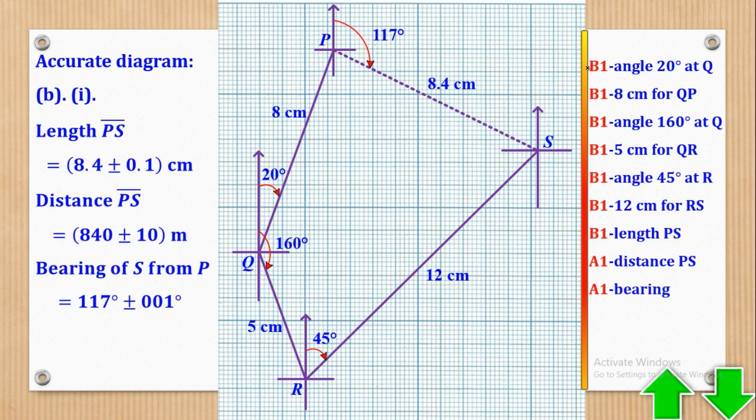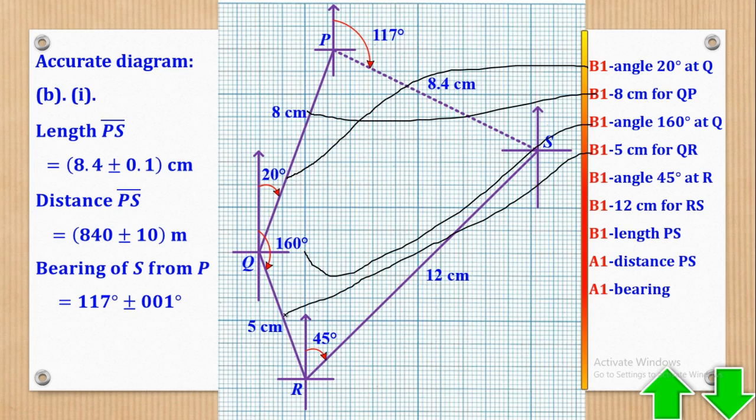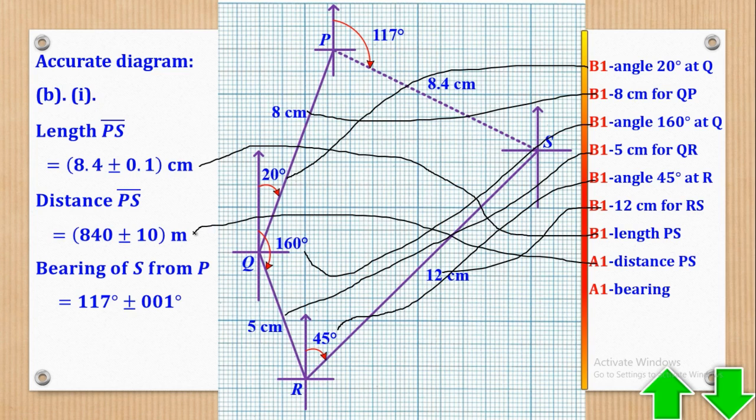B1 for the angle of 20 degrees at Q, B1 for measuring 8 centimeters, B1 for the angle of 160 at Q, B1 for measuring 5 centimeters, B1 for measuring the angle of 45 degrees at R, B1 for measuring the 12 centimeters, B1 for getting the length, and A1 for the distance. Remember, distance they want in meters. And another A1 for the bearing.